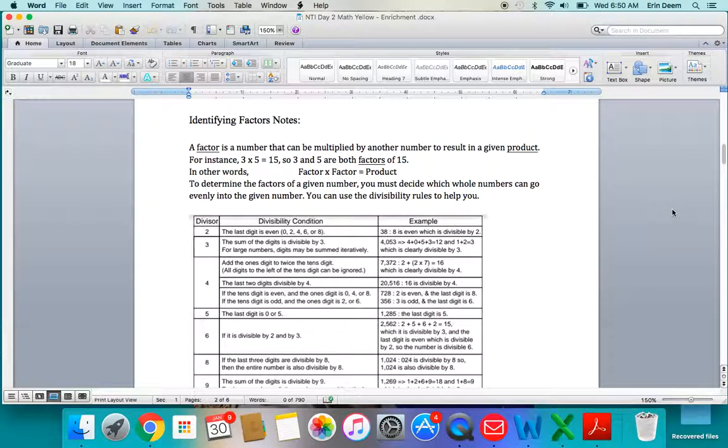Identifying factors notes. A factor is a number that can be multiplied by another number to result in a given product. For instance, 3 times 5 equals 15, so 3 and 5 are both factors of 15. In other words, factor times factor equals product. To determine the factors of a given number, you must decide which whole numbers can go evenly into the given number. You can use the divisibility rules to help you.